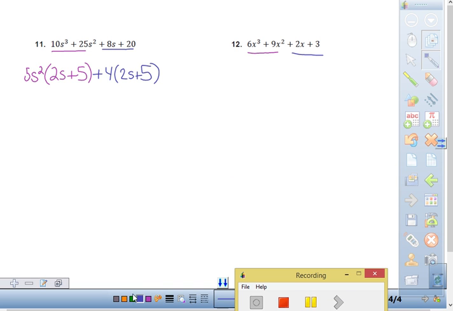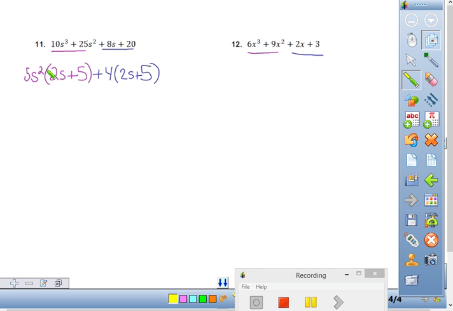Here's the solution to number 11. I'm going to factor with pink. The greatest common factor is 5s squared. 5 times 2 is 10, s squared times s is s cubed. 5 times 5 is 25, s squared becomes s squared. In the blue, 4 times 2 is 8, 4 times 5 is 20, and then I have an s in there. Double check that my chunk is the exact same in both, so I'm going to factor that off.